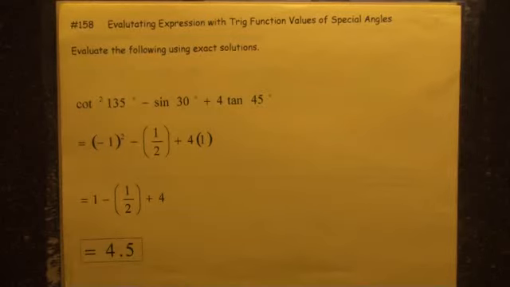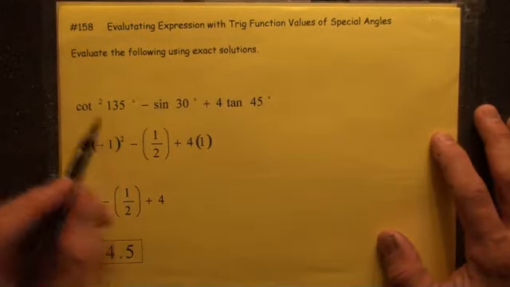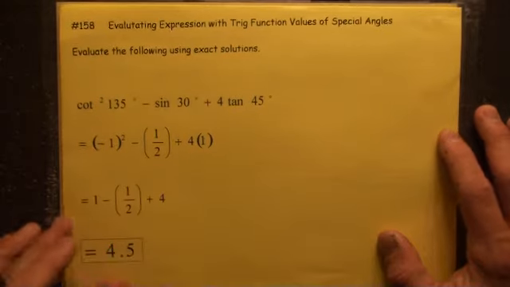Video number 158, evaluating expressions with trig function values of special angles. Let's take a look. Cotangent squared 135 minus sine 30 plus 4 tangent 45 degrees.